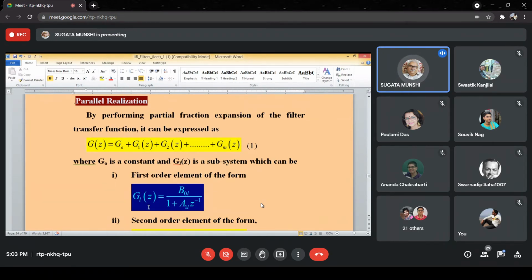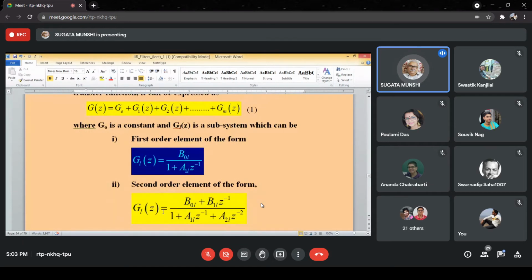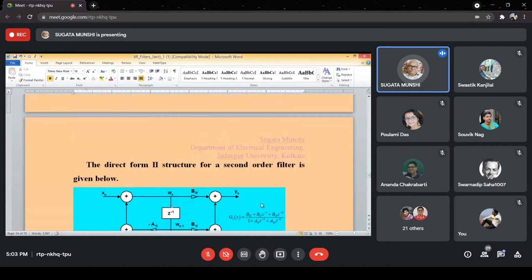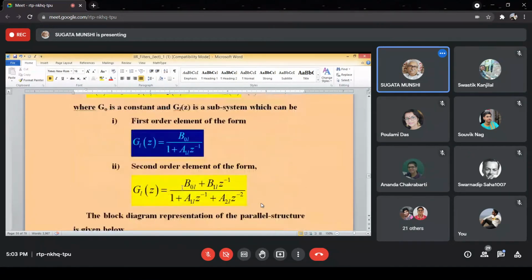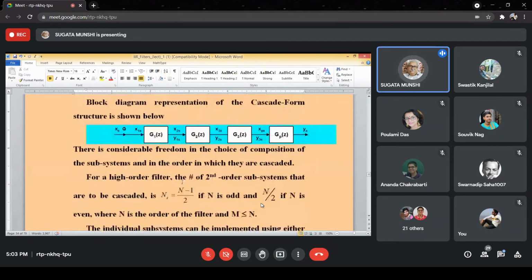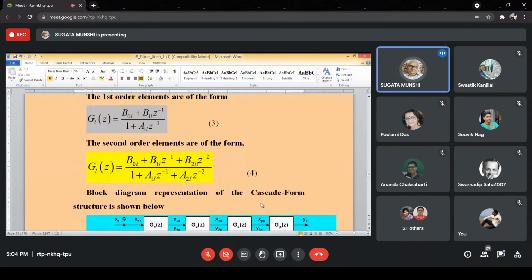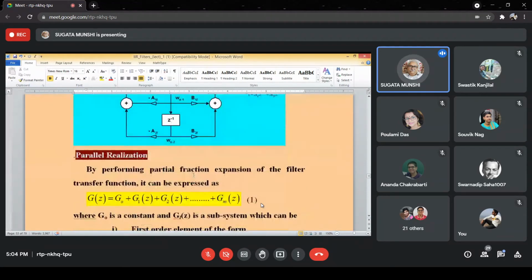If it is a first order element, say G1(z), its expression is of this form: b0l by 1 plus a1l z to the power minus 1. And if it is a second order element, its transfer function will be of this form. If you compare these expressions with those of the first order and second order subsystems in case of cascade realizations, see here. In the parallel realization, for the first order element this B0L term is absent. And in the second order system, the B2L term is absent, it's zero. So that is the essential difference.